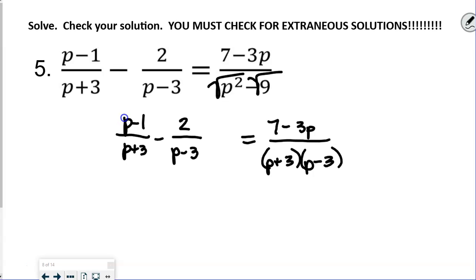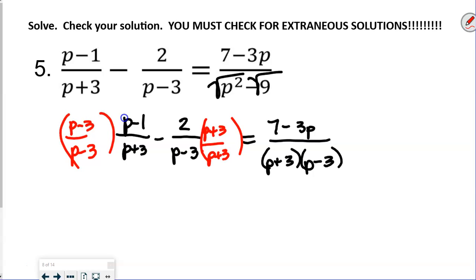Okay, so now when we're looking, we got to get a common denominator for all this stuff, guys. So what we're going to do is multiply this over here by the denominator here. So we're going to do p minus 3 over p minus 3. And then we're going to do the same sort of thing over here, only with p plus 3 over p plus 3. Now we have a common denominator for all of it. Notice that this is the same as this is the same as this.